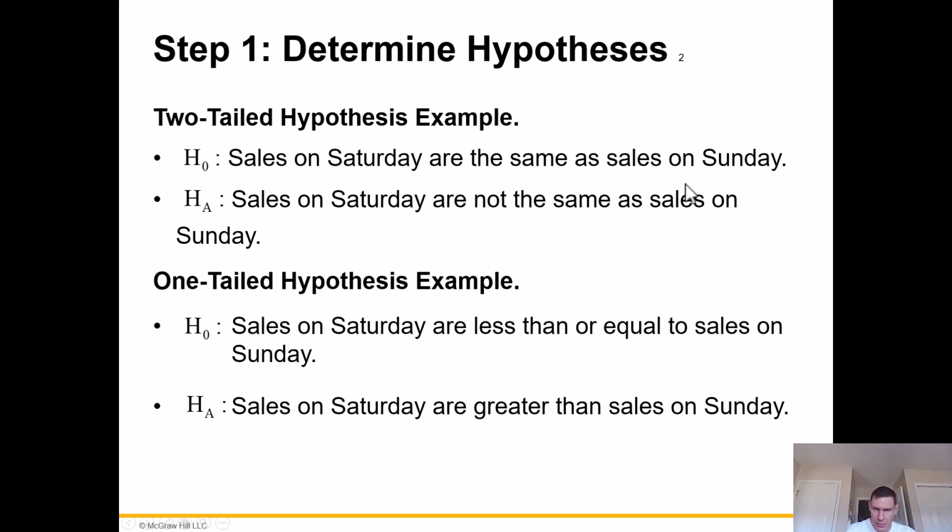If we have a two-tailed hypothesis, as an example, our null says sales on Saturday are the same as sales on Sunday, so obviously there's no difference. And then our research hypothesis, if you will, says sales on Saturday are not the same as sales on Sunday. So it's two-tailed because it could be more sales or less sales. The one-tailed hypothesis example: sales on Saturday are less than or equal to sales on Sunday. That's the null hypothesis. And then the research hypothesis here is that sales on Saturday are greater. Above it was just not the same. This one's greater, so that's, of course, one-tailed because we're just going in one direction.